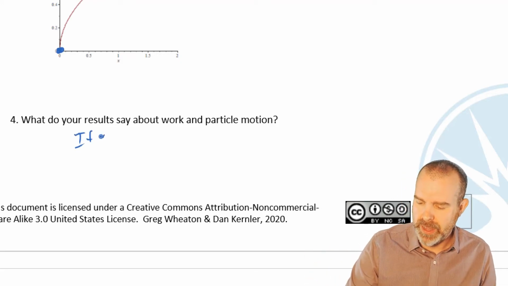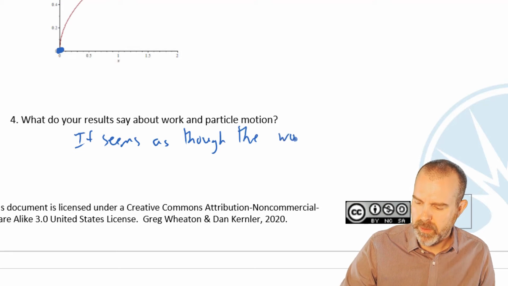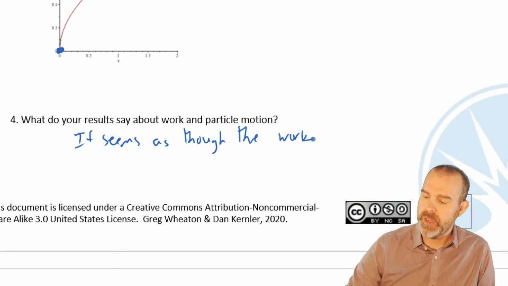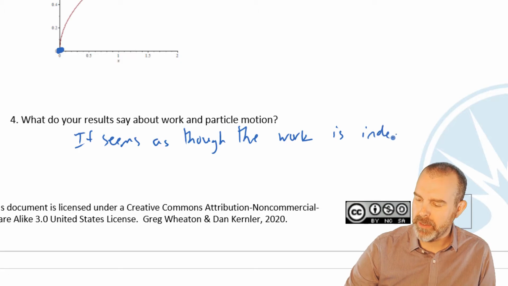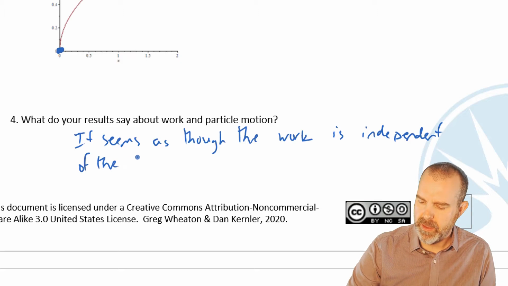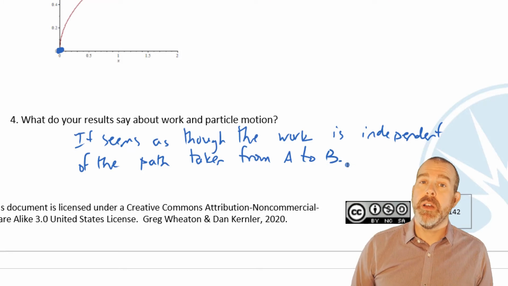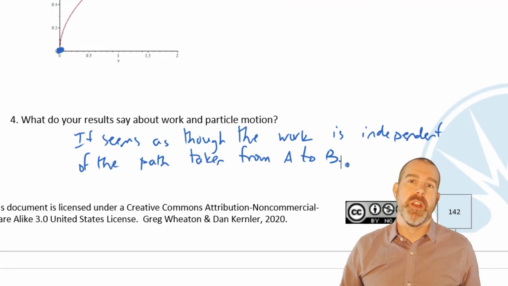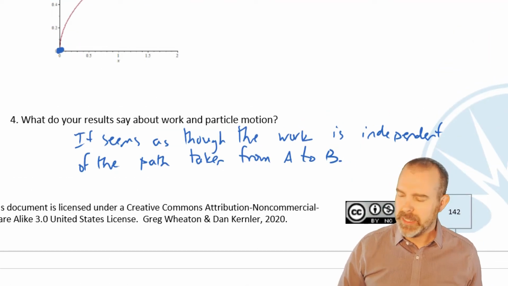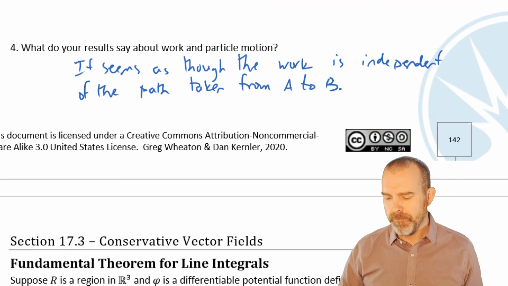So we're just going to write here, it seems as though the work is independent of the path taken from A to B. Now we didn't try an example with a different starting and ending point. All of our three examples had the same starting and ending point, which is worth noting.